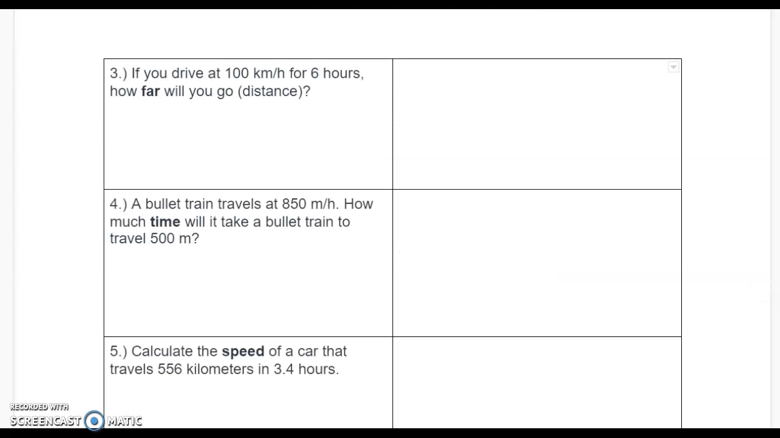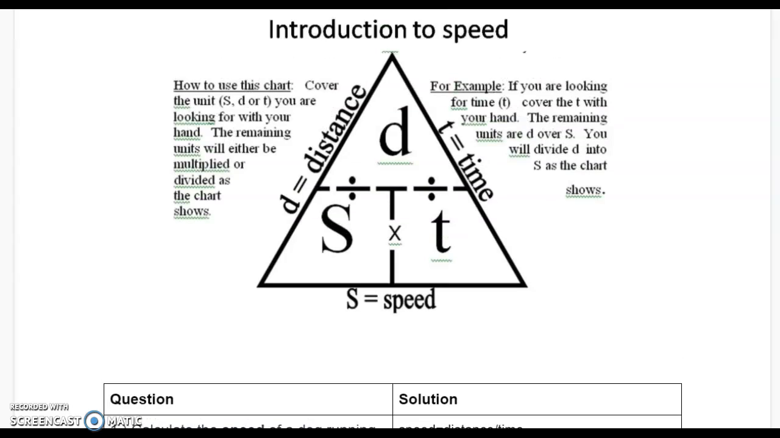Numbers 3 and 4 are a little different because now they are not asking for speed. Instead, in number 3, it asks, if you drive at 100 kilometers per hour for 6 hours, how far will you go? If they ask how far, that's a way of asking what is your distance. So that means we're going to have to use our formula for distance. So I'm going to write D equals, and if I go back up to the triangle and cover D, I remember that D equals speed times time.